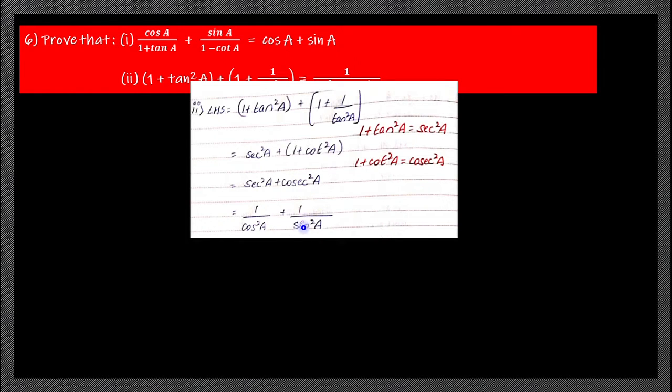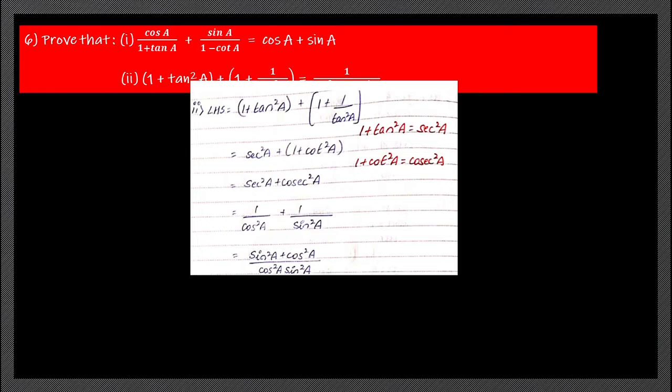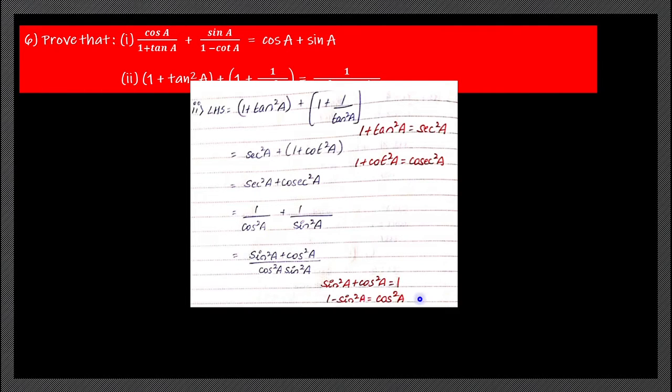Then take over the LCM. Sine square A plus cos square A divided by cos square A sine square A. Sine square A plus cos square A, we are all aware that it is equal to 1. And then cos square A at the denominator can be substituted as 1 minus sine square A in order to get the result. As per the result, we will be thinking which is the identity or which is the standard result we are supposed to use over here.